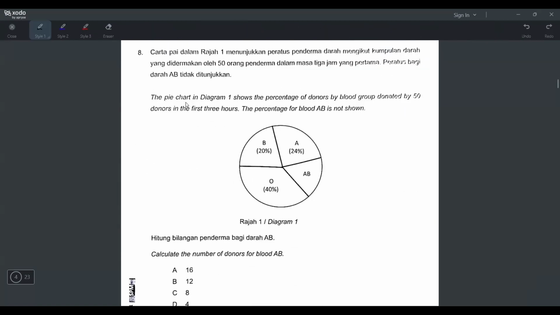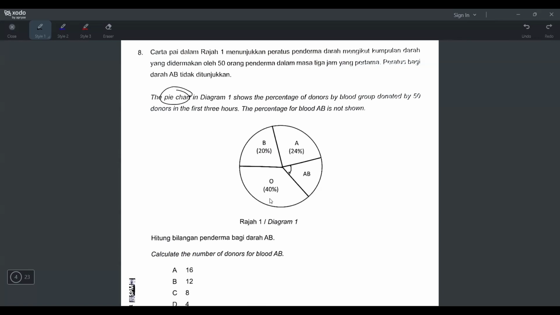Okay, let's do number 8, the pie chart. So it's a pie chart, but they give it in percentage. They didn't give it in angle. They give it in percentage. So I can find my angle here. Just take 100%. If it's in degrees, I will take 360 minus. But it's in percentage, so take 100 minus. So 100 minus 20 minus 40 minus 24.